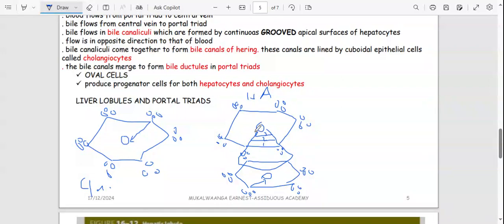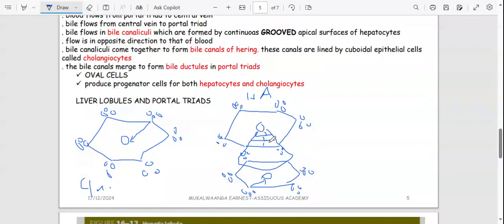Then the cells that are very close to the central vein, these cells in zone 3, are going to receive the least oxygen and nutrients. So in a situation where we have oxygen scarcity, these cells here are going to die first, because in the first place they receive less oxygen. So they're going to die first when we have oxygen scarcity.